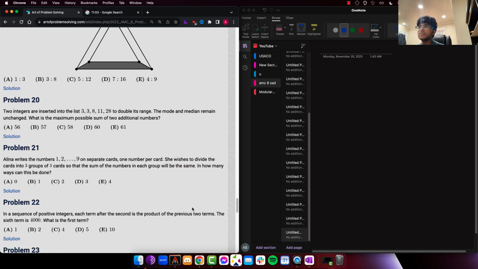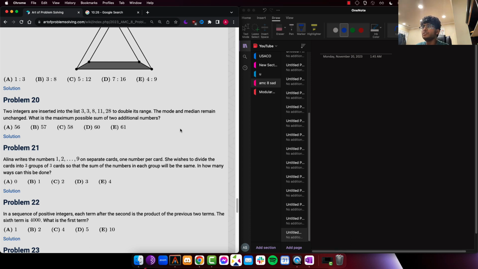Okay. 2 integers are inserted into the list to double its range. The mode and median remain unchanged. What is the maximum possible sum of the 2 additional numbers? I do not want to do this. To double its range, 2 integers are inserted into the list. To double its range, what's the range right now? It's 25, so it should become 50.